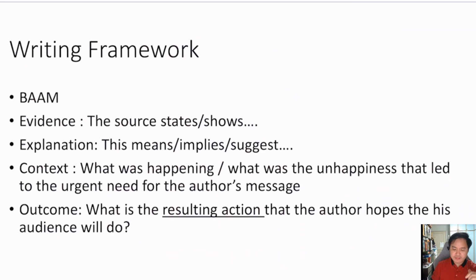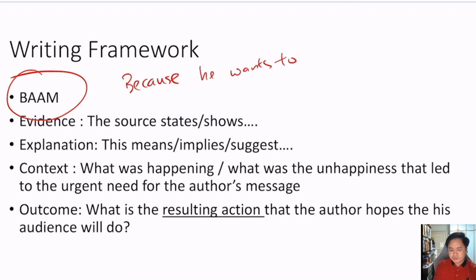Moving on to your writing framework. Of course, the first line, this is a recommended framework. It's not the absolute framework that you have to follow, but this is just a simple guide so that you will not lose marks. All right. So BAM in the first line. The author made this because he wants to, then your A, action verb, convince. Convince who? Convince the locals. Then your audience, right?